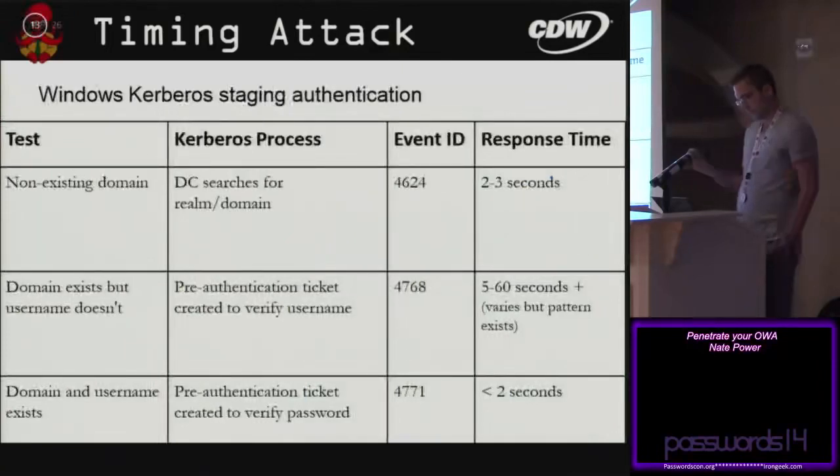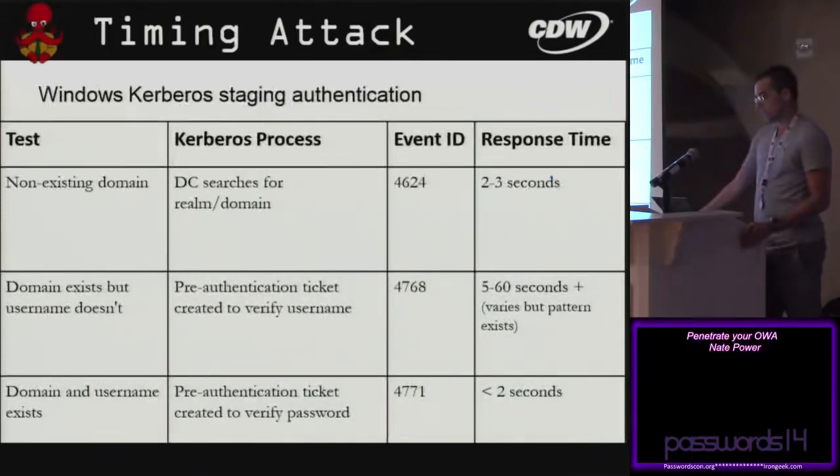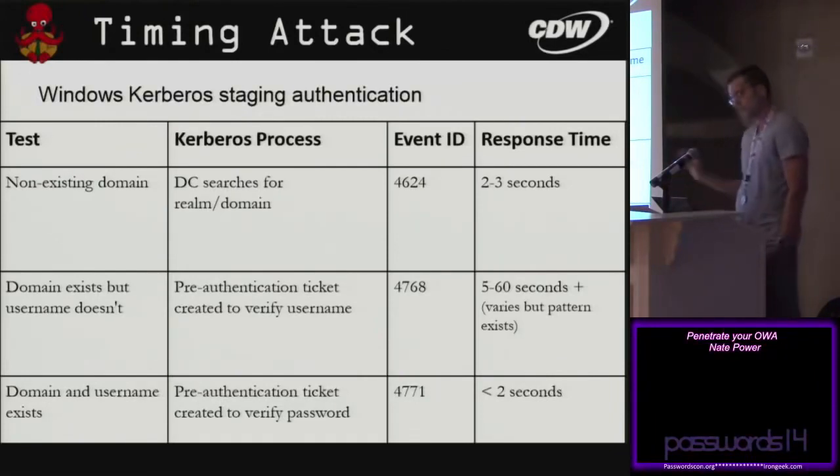These are my test results. I found that on non-existent domains, the response times were coming back between 2 and 3 seconds. For domains that exist but the username doesn't exist, I found the response times actually vary between systems, but the pattern always existed in the system I was evaluating. And then, of course, if the domain and the username exist, most of the time I'm finding these response times come back underneath a second. Keep in mind, some of this is going to vary depending on system resources of the systems you're pen testing, and network speeds could even play a factor.